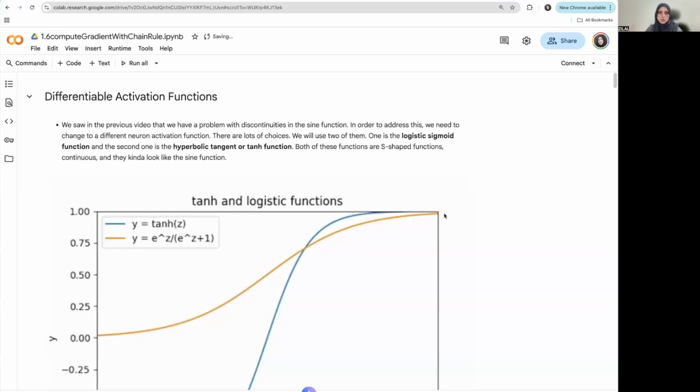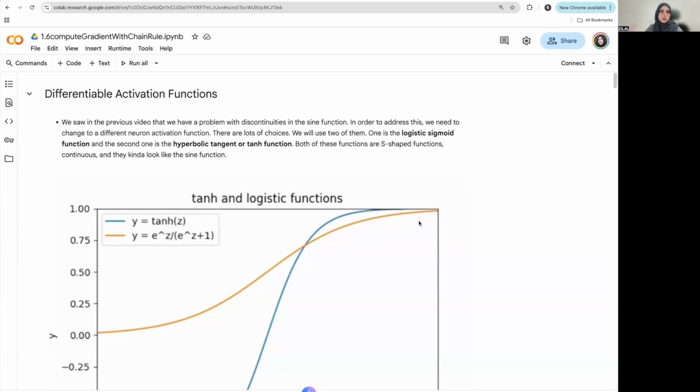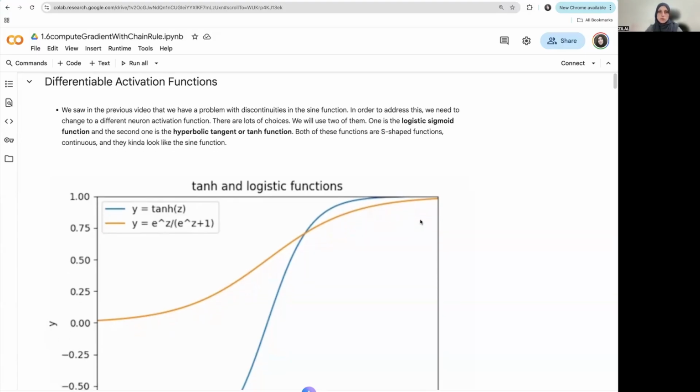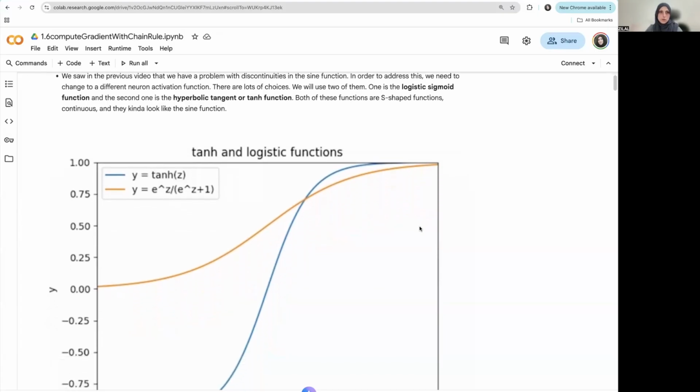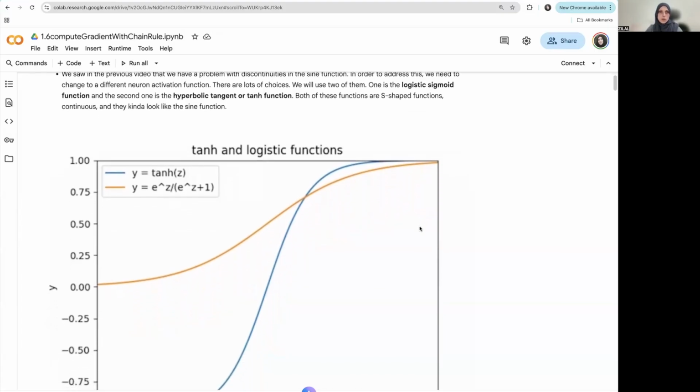Hello, I will continue talking about deep learning, and in this video, how we can use gradient descent to minimize the error function. We saw in the previous video that we have a problem with discontinuities in the sine function. In order to solve this problem, we need a different activation function.